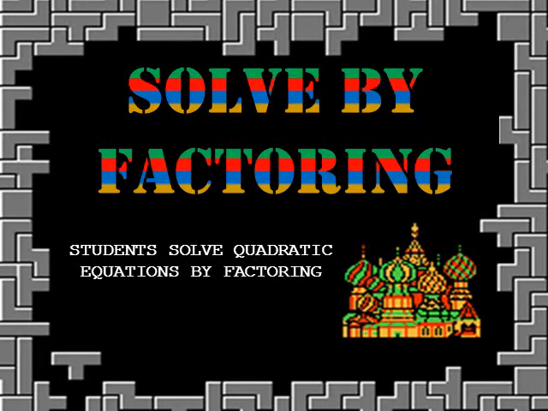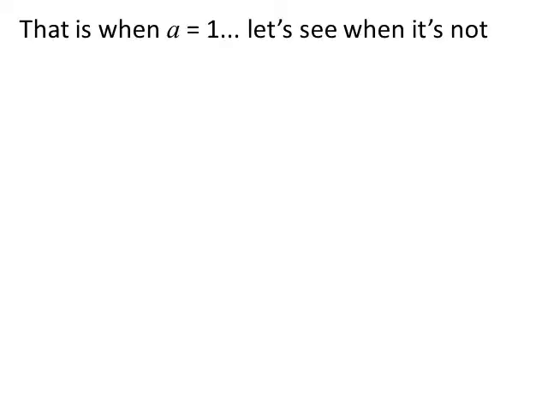Alright, this is lesson 2 in unit 3, and here we're going to solve by factoring. So last time we started by factoring, and we factored some simple ones where the leading coefficient in the x squared term was 1 and not a different number. So today we're going to do two things. First, we're going to factor those expressions where the leading coefficient is not 1. Then we're going to solve these quadratic equations by factoring.